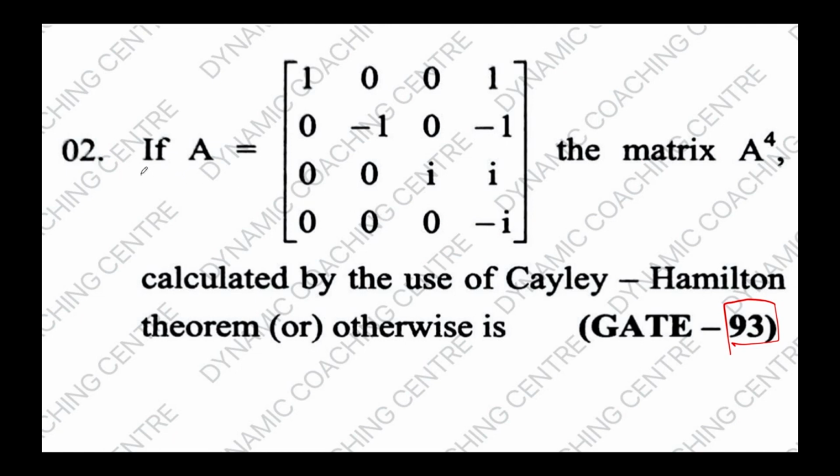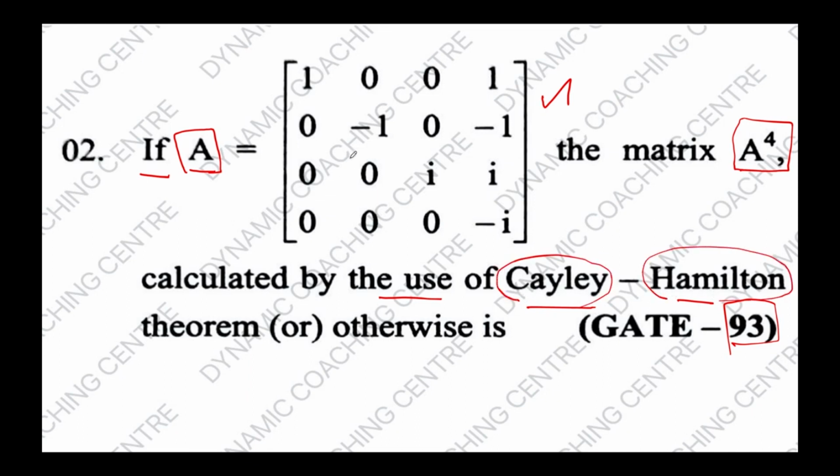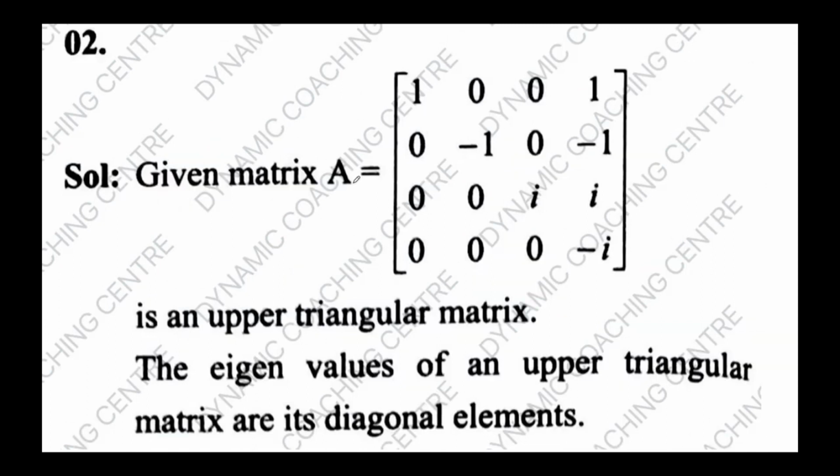So if matrix A has been represented like this, the matrix A power 4 is what they're actually asking as a question, and that has to be calculated with the use of the Cayley-Hamilton theorem mentioned in the question, right? So we know that generally if you have a square matrix, and if you are going to find out a higher power of the matrix, then definitely we will be using the Cayley-Hamilton theorem, and they themselves have given in the question to try to use the Cayley-Hamilton theorem, right? Okay, so this was the given matrix, right?